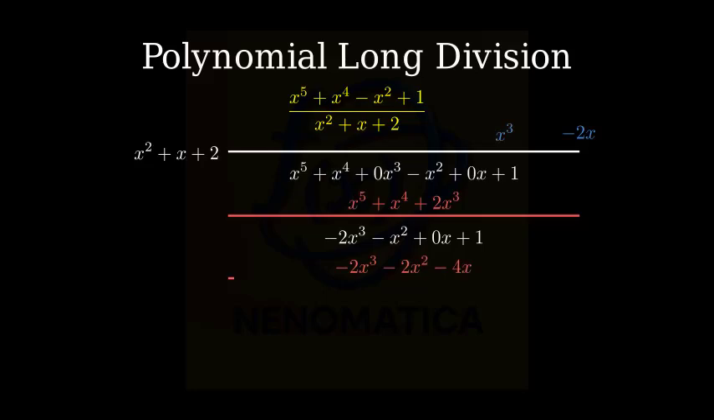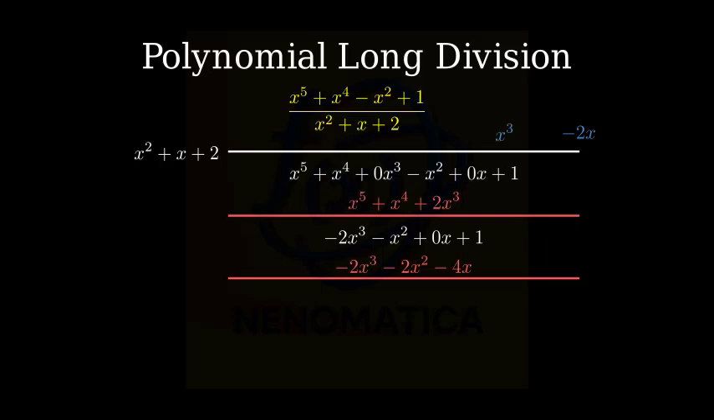Now we multiply the entire divisor by this new quotient term, negative 2x. This gives us x squared times negative 2x, which is negative 2x cubed, plus x times negative 2x, which is negative 2x squared, plus 2 times negative 2x, which is negative 4x. So we get negative 2x cubed minus 2x squared minus 4x.